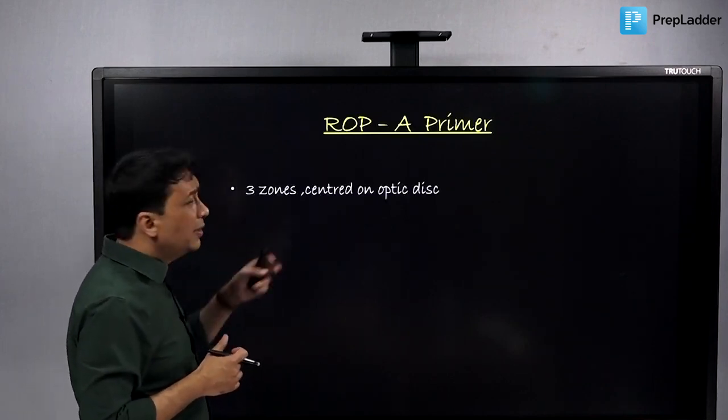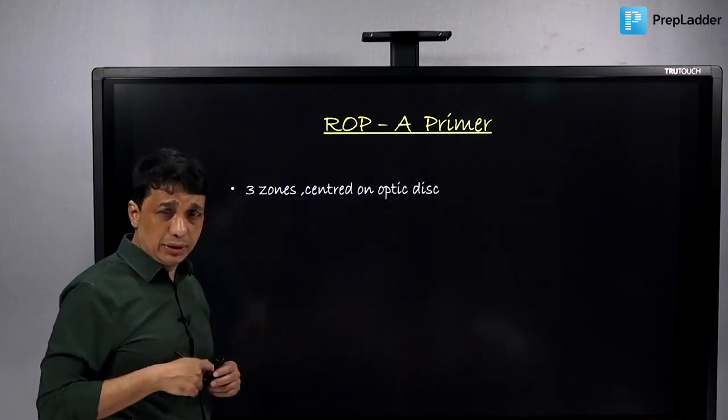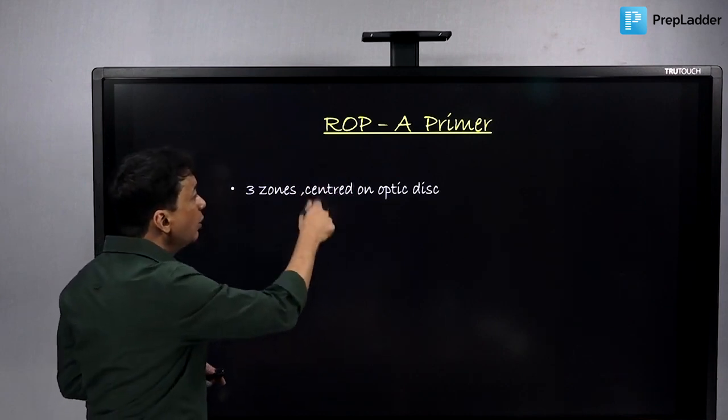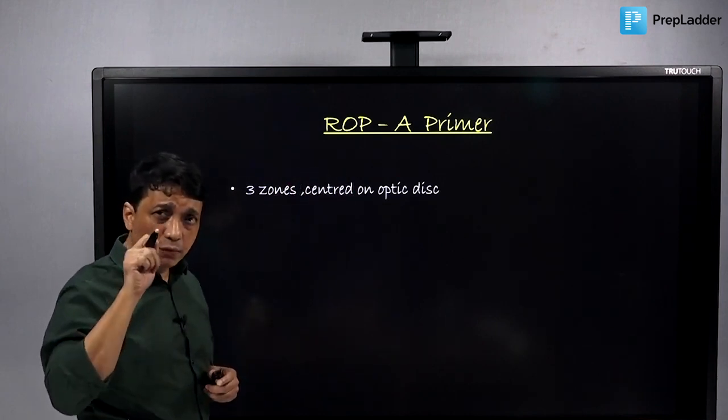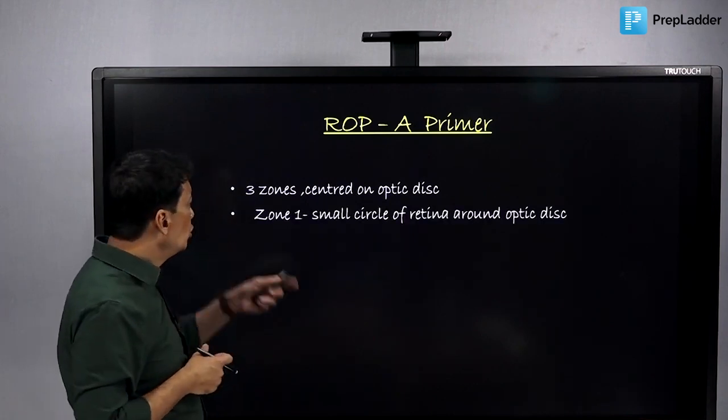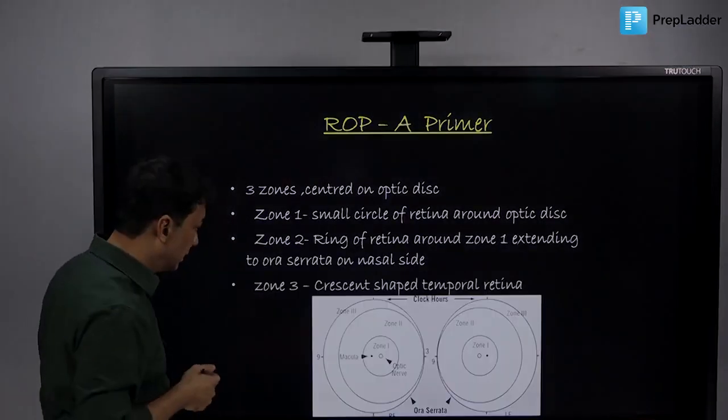First of all, we divide the retina into 3 zones: Zone 1, Zone 2, Zone 3, and they're all centered on the optic disc. So we take the center of the optic disc as the center of the circle and draw our zones. Zone 2 and zone 3 look like this. So take a look at that.